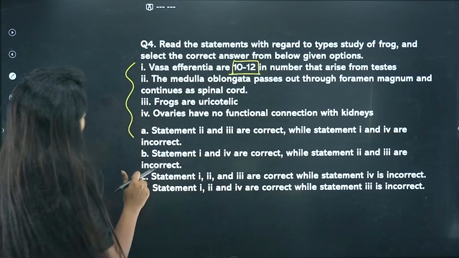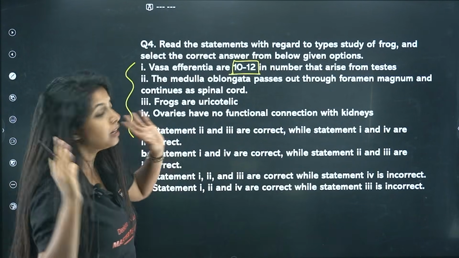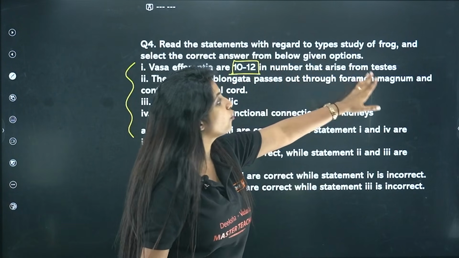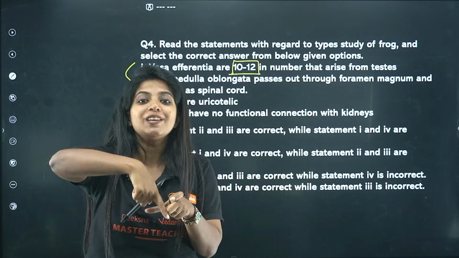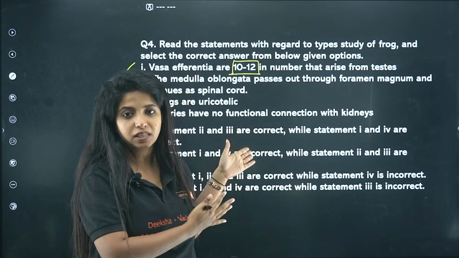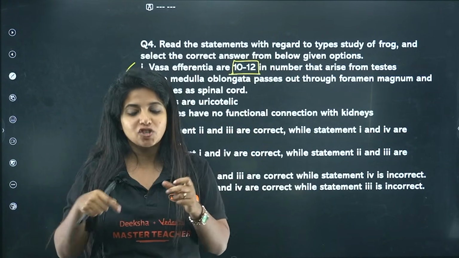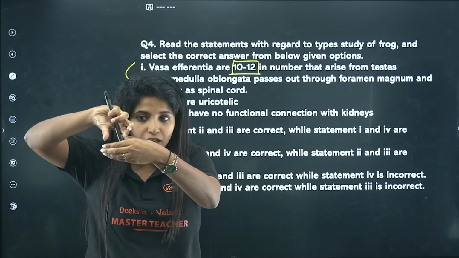So here it is said that the medulla oblongata, which is a part of the hindbrain, the last part of your brain, passes out through the foramen magnum. What is the foramen magnum? Basically, it's an opening in your skull. Now I'm relating it to myself, but actually it should be answered about the frog. So frogs also, my dear children, have an opening in the skull through which the last part of the brain is going to pass.